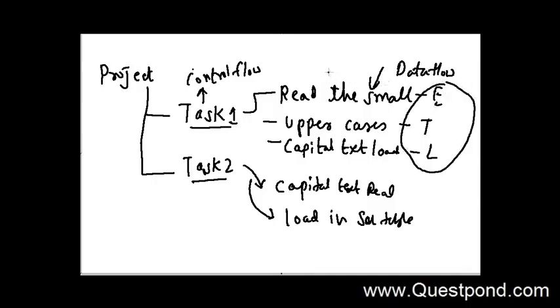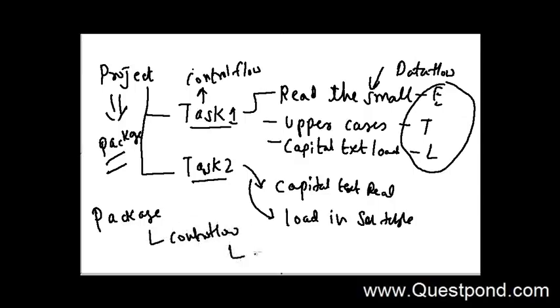Now the control flow and data flow, at the end of the day, combine to make something called a package. So your project is, at the end of the day, a package. A package is nothing but an XML file, with the extension DTSX. It's like an executable with which you can execute your complete SSIS solution. So you have a package; inside the package you have control flows, and every control flow will have a data flow.